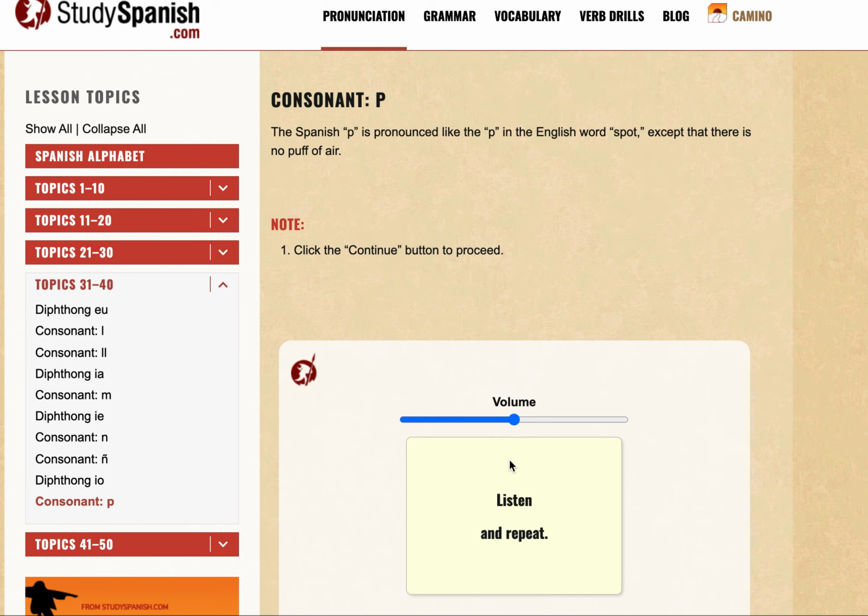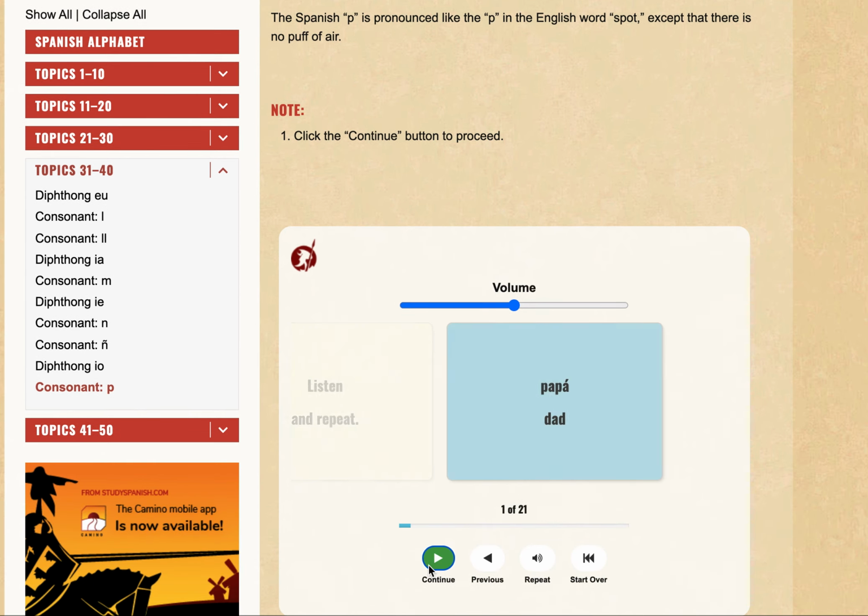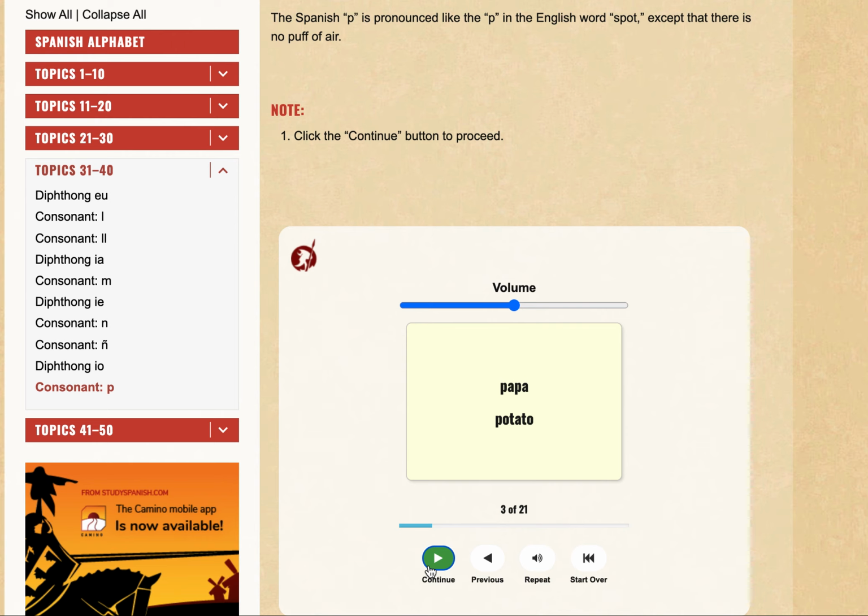Listen and repeat. Papá, dad. Papa, potato. So notice one has an accent over the A, papá, and obviously the pronunciation is different, right? So this is papá, and this is papa, potato.